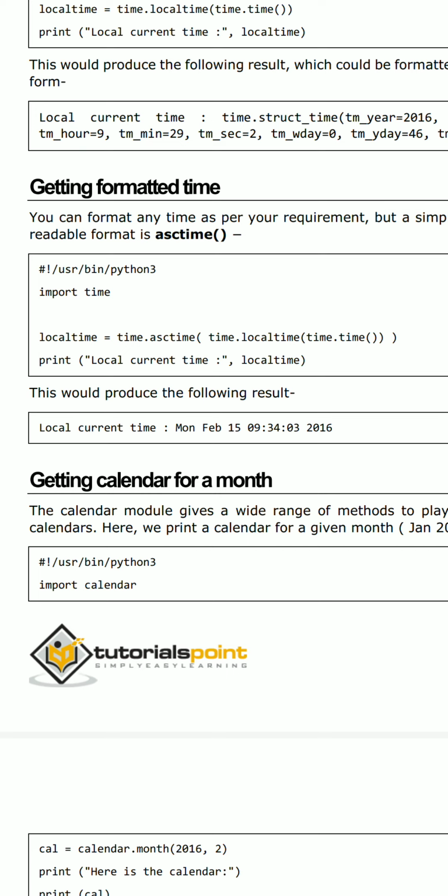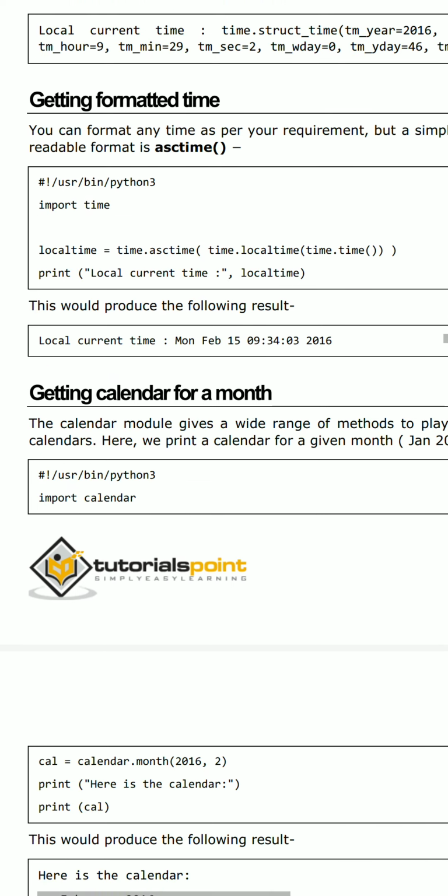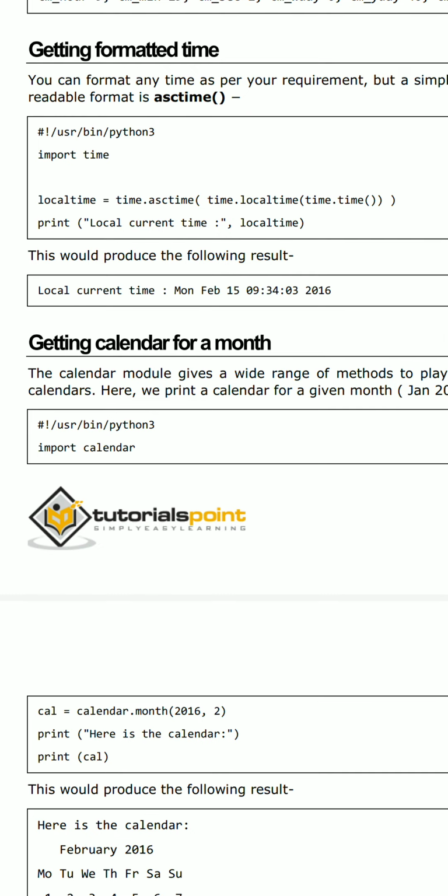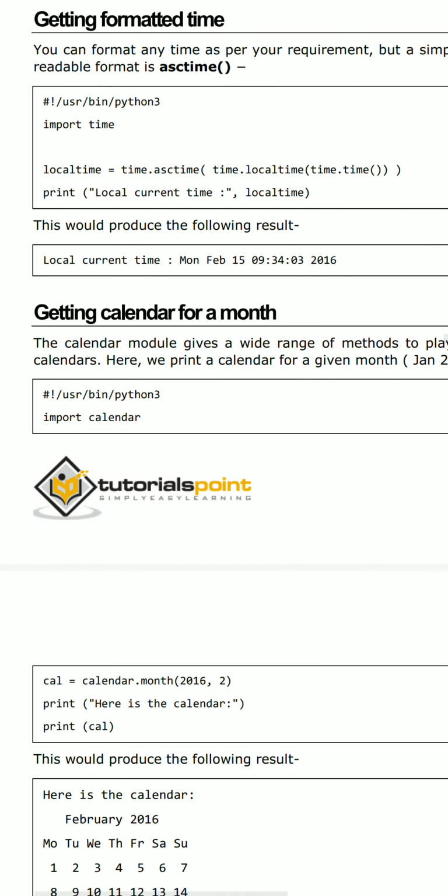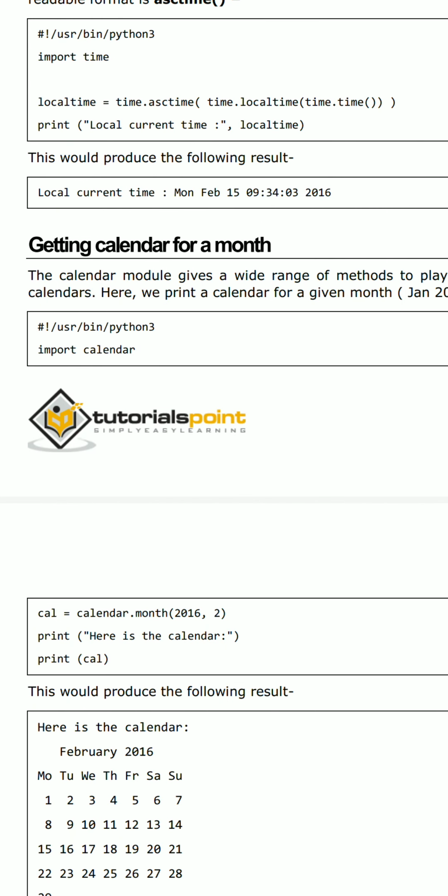So by using asctime we can get the local time in a formatted way, in a defined, structured way. That is the main aim of the asctime method. As soon as the value is stored in localtime, I am printing the local time onto the output screen. This is about formatted time. By using the asctime method we can get the time in a formatted manner.